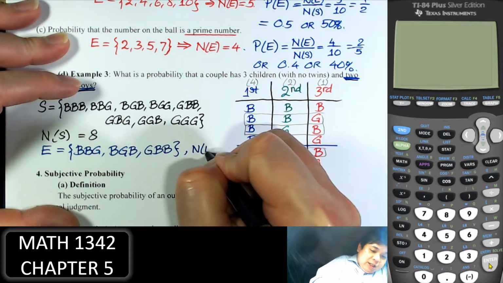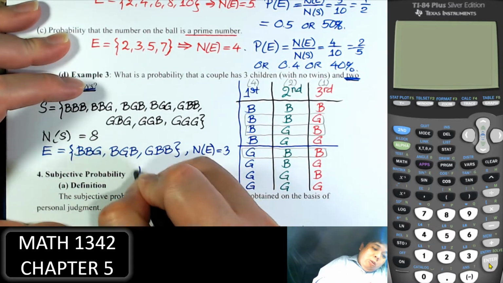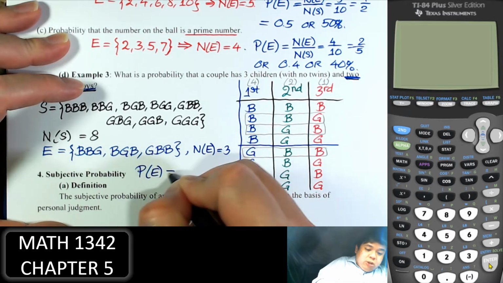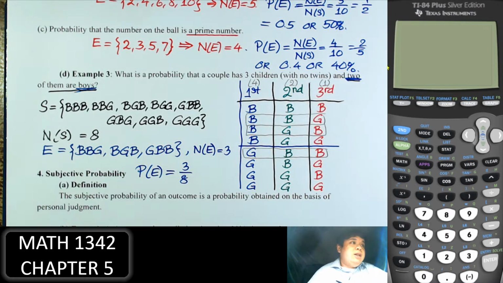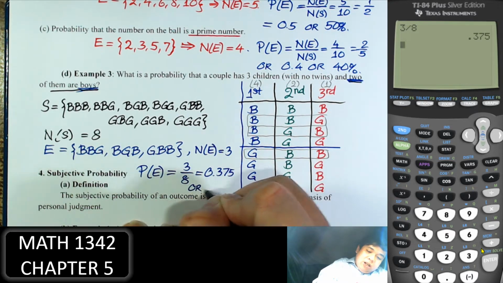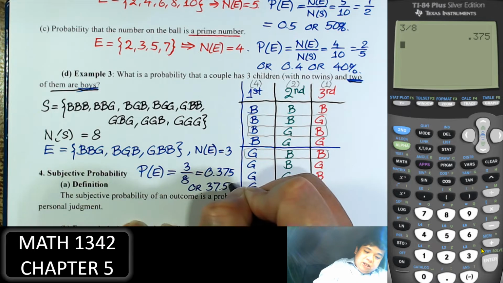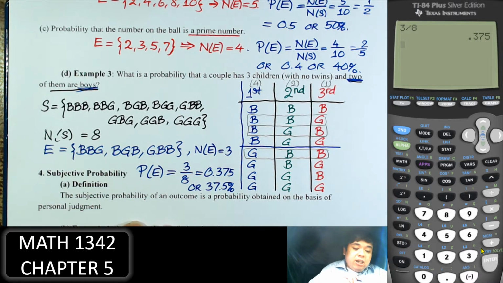And then the number of outcomes in that event is 3. So the probability of getting that event of 2 boys is 3 out of 8. 3 divided by 8, 0.375, I think. Or we say 37.5%. Just move 2 places to the left, and then add the percent.